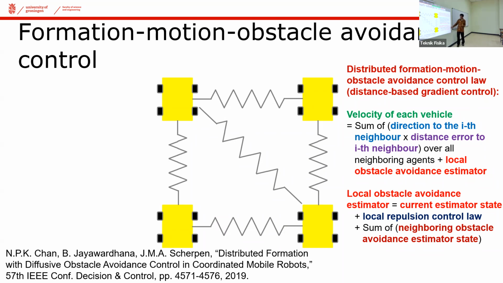And the way we design it is based on the repulsion control law plus what the neighbors give you: the information about their own state estimator of the collision avoidance. So they only communicate about their obstacle avoidance estimator, but they are not communicating about their sensors. They are not communicating their sensors at all. It's only about the state.